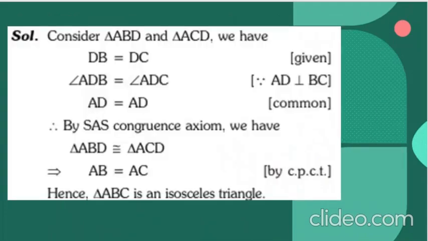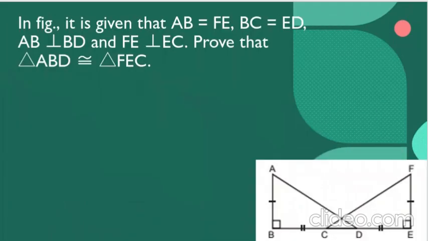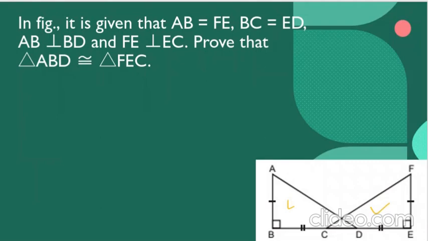Now let's move towards the next question. This is your solution. Next question is, in the given figure it is given that AB equals FE, BC equals DE, AB is the perpendicular to BD and FE is the perpendicular to EC. We have to prove that triangle ABD and triangle FEC are congruent to each other. Now students, look at the figure carefully. This figure is the main thing, nothing else is important.